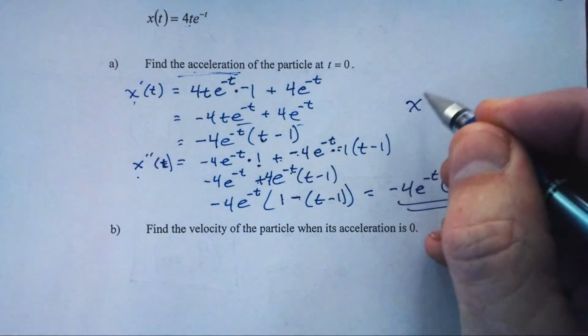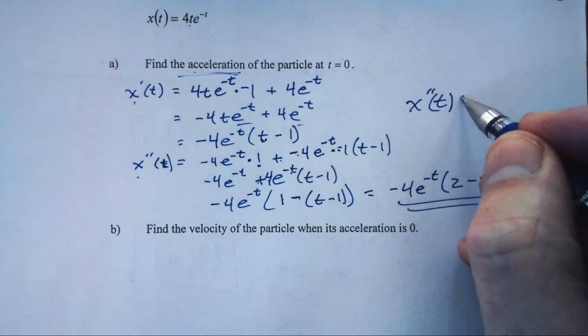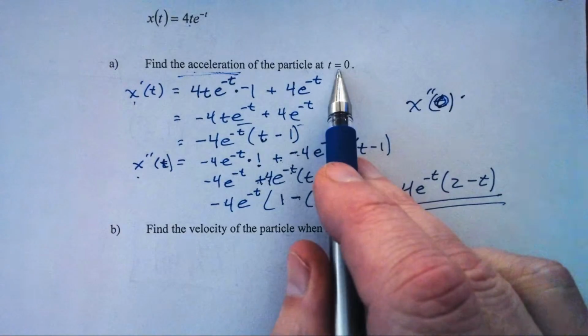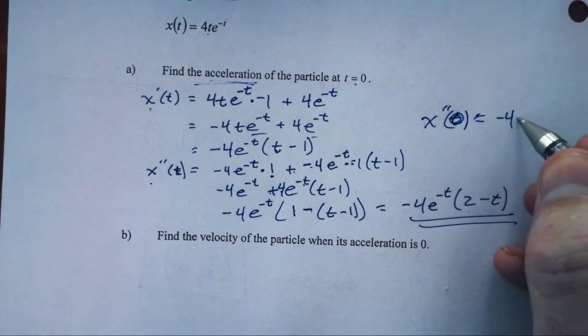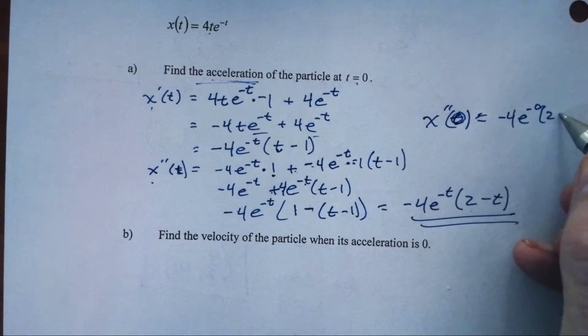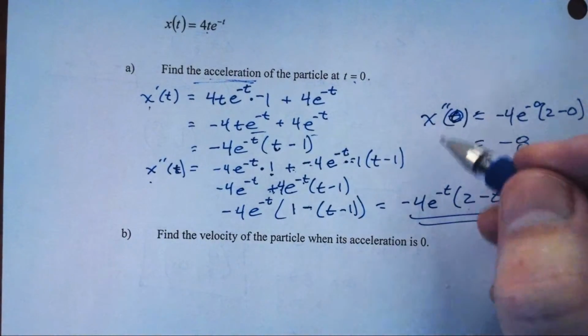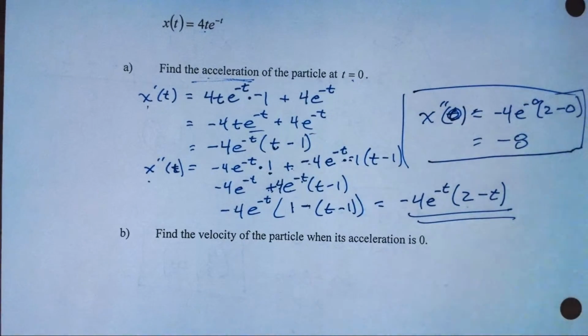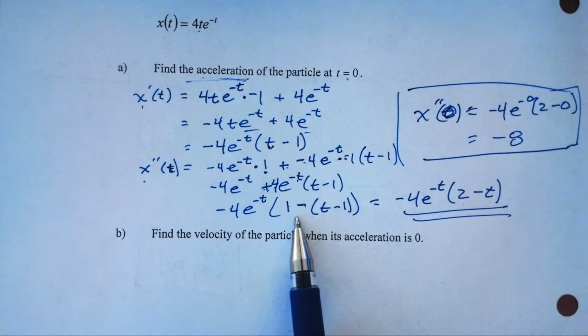We want the acceleration, or x double prime of 0, excuse me. So I put 0 in here, and I get negative 4 e to the negative 0 times 2 minus 0, or I get negative 8. All that just for that. Good news is we're going to use some of the others after this. So we'll revisit that after Christmas break, prior to the final.